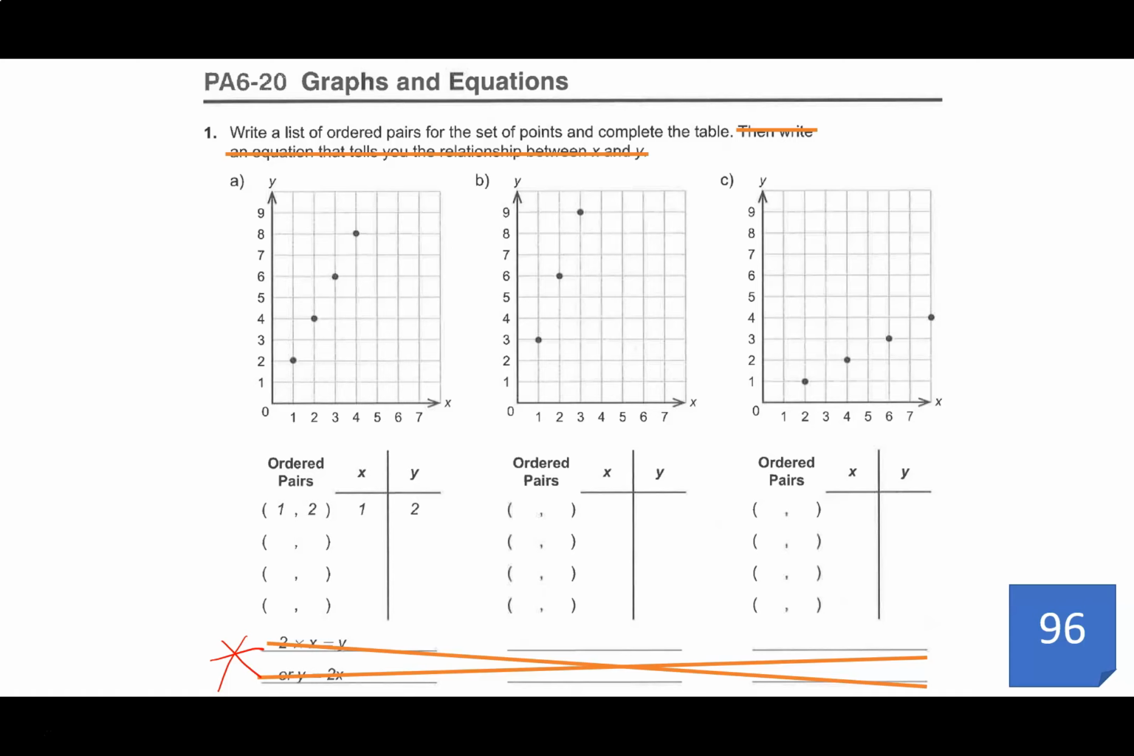Question 1 says, write a list of ordered pairs for the set of points and complete the table. You can see that the first one has been done for us. When x equals 1, y equals 2. When x equals 2, y equals 4. Let's put that both in our table of values as well as an ordered pair. When x equals 3, y equals 6. (3, 6) is our ordered pair. And then finally, when x equals 4, y equals 8. That is all you need to do to answer question 1. I would like you to try B and C on your own.